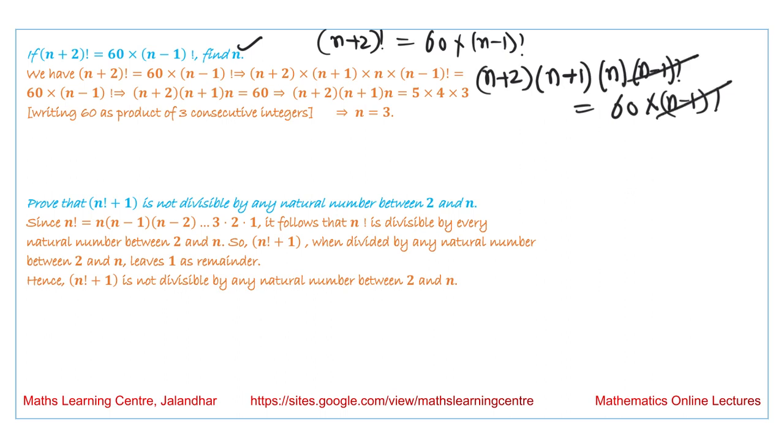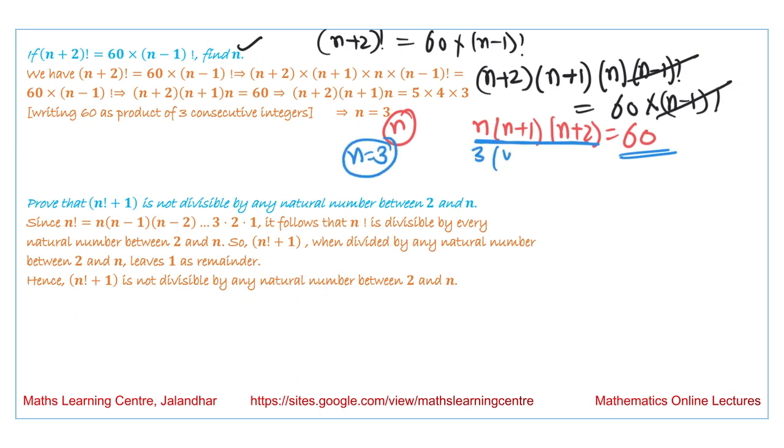So basically what we have to do is calculate some natural number which satisfies n into n plus 1 into n plus 2 is equal to 60. So we are saying that we have to find 3 consecutive natural numbers whose product is 60. So when we substitute n is equal to 3, we get 3 into 4 into 5 is equal to 60. So the value of n in this case is 3.